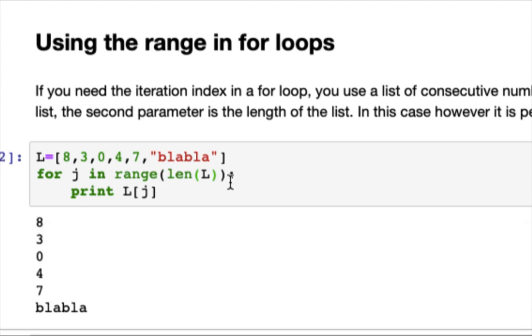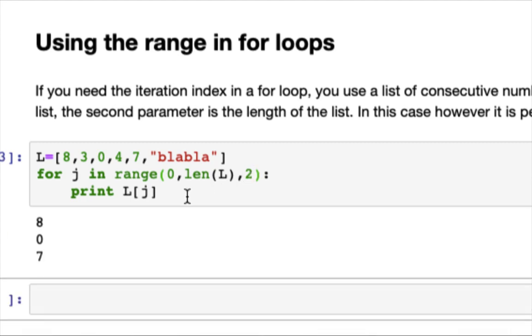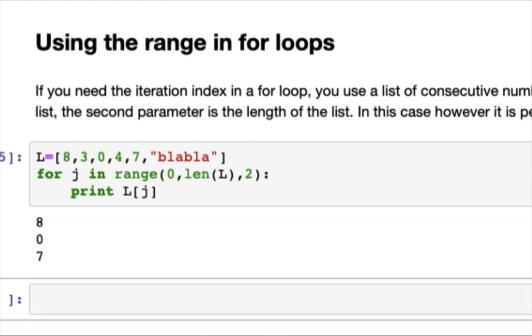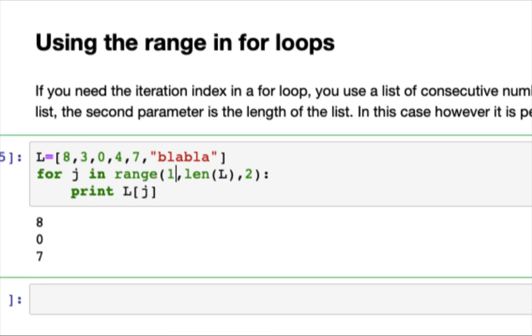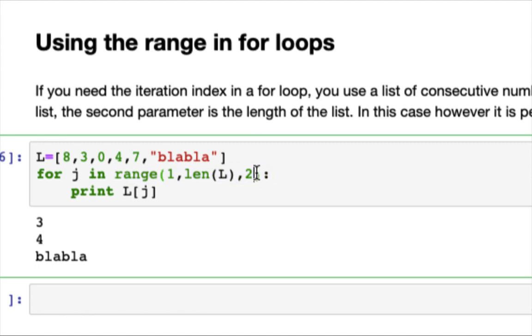It works anyway. Another reason: maybe you want to go 2 by 2, so not all the elements. And 2 by 2 starting from the second one. So this will pull all the odd ones and this all the even ones. So you may have your good reasons for using the range. We know how to use it now and it can be handy.